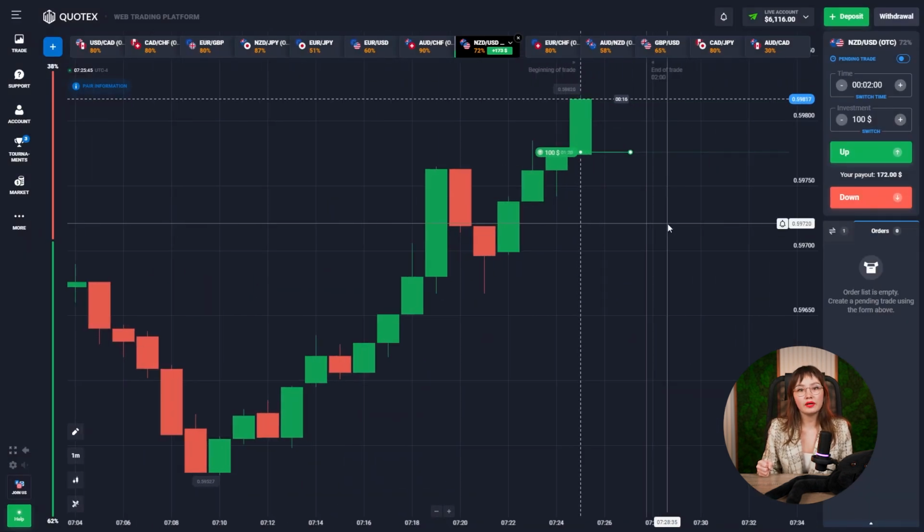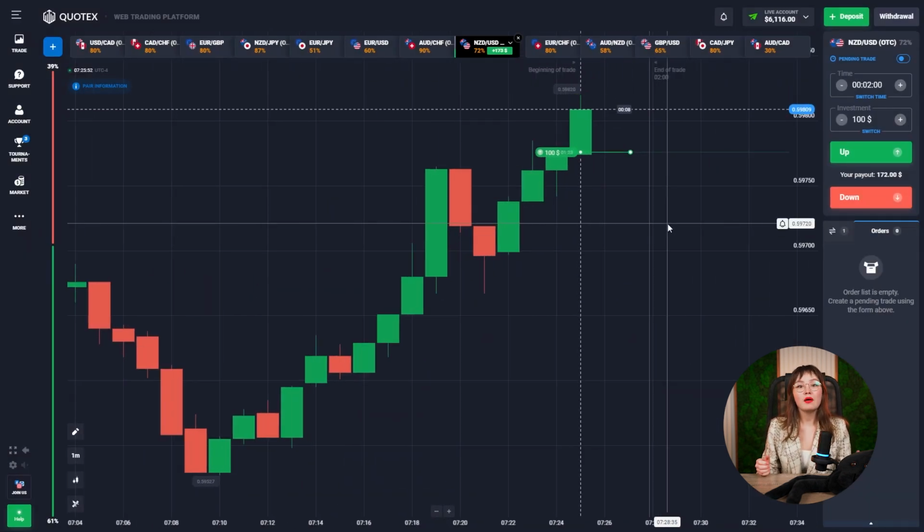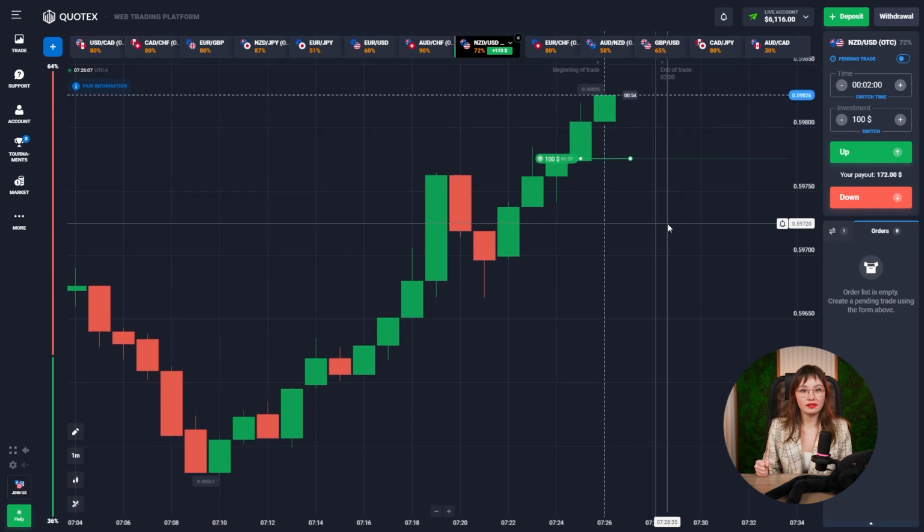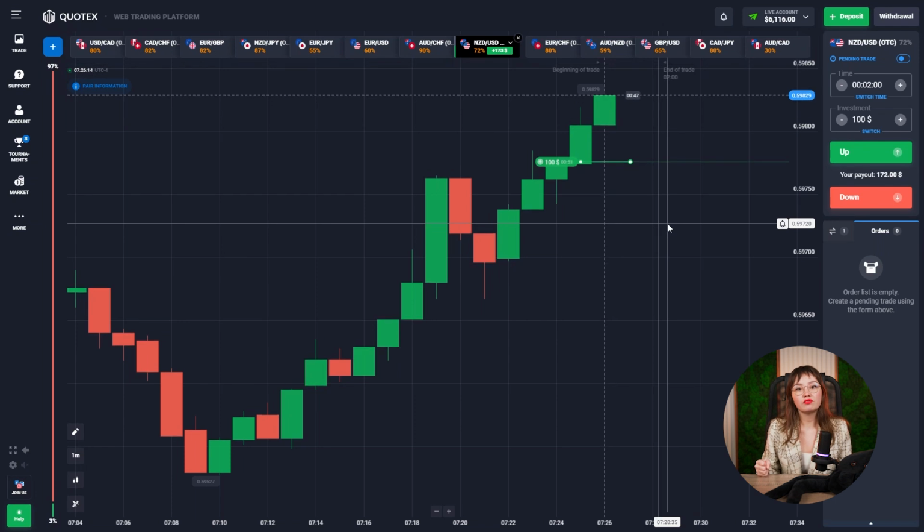The fourth candle went beyond the range of the first candle, but then returned, but the next one closed beyond the range of the first candle. This was the entry signal for a buy trade.